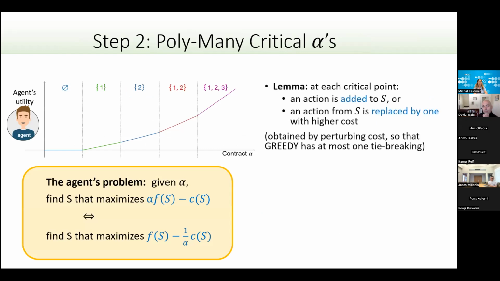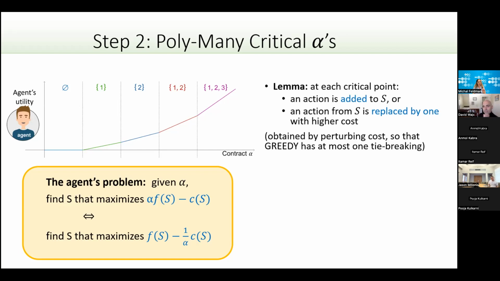Let's skip this slide. It's not very interesting. It's a relatively easy problem. The more interesting thing is to show that we don't have too many critical alphas. So we already showed that moving from an additive F to a gross substitutes F, we are losing the very nice, simple structure of adding one action at a time.